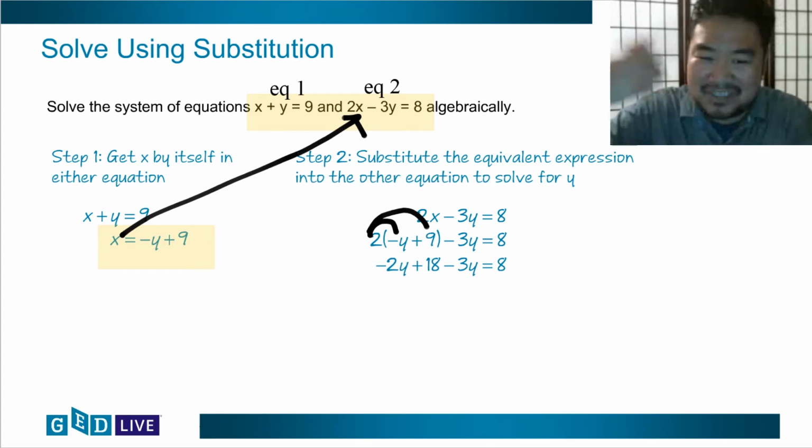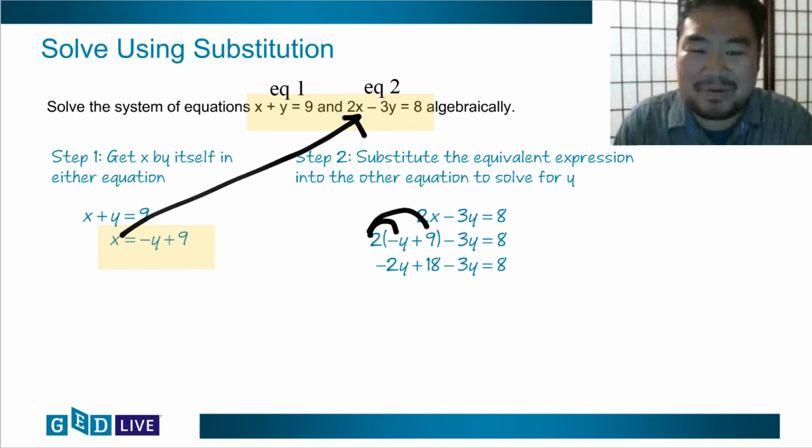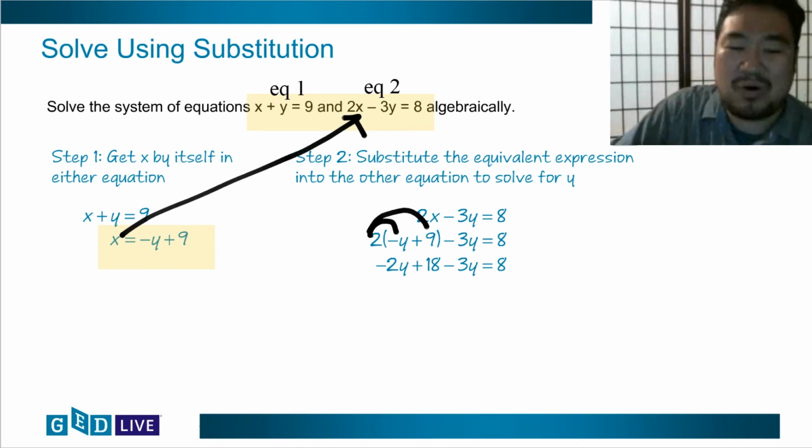As you're going through all of these different steps, go ahead and tell me, what do you get for y? Solving this equation for y, what will you get?